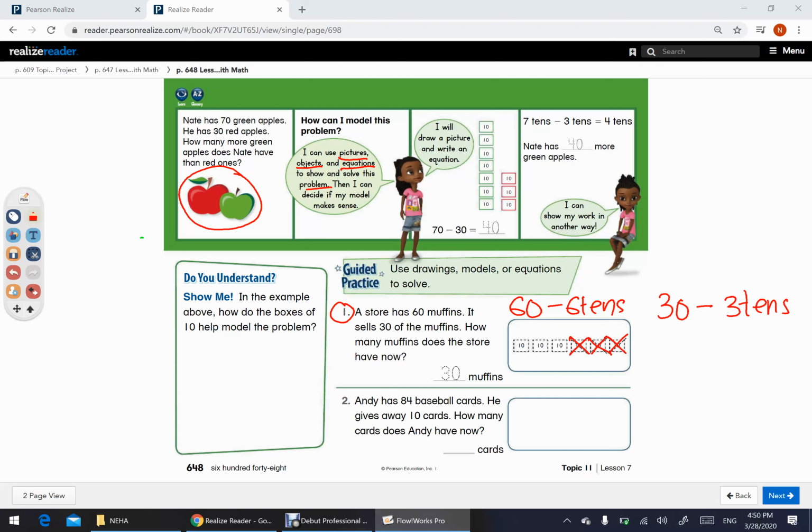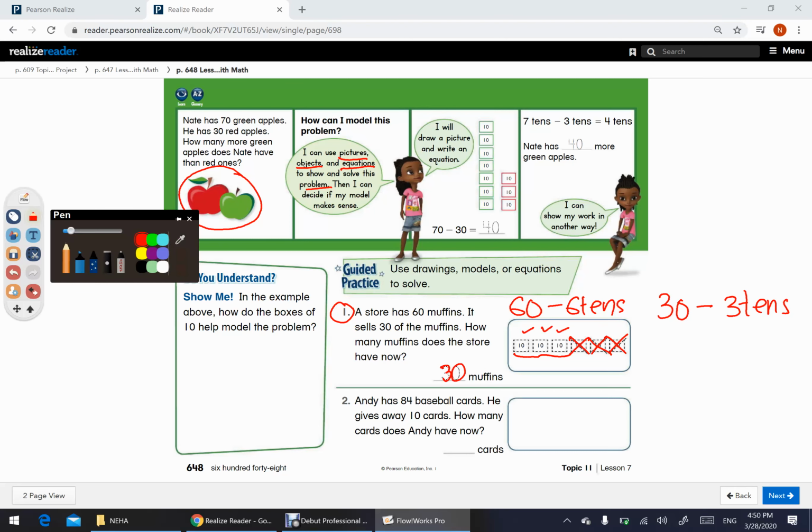Okay, so what are you left with here? How many muffins does the store have now? 10, 20, 30. Answer is 30 muffins. Okay, now you can also just write the equation. You can also draw the models, and you can do the drawings if you want.